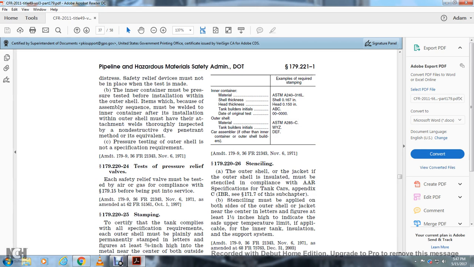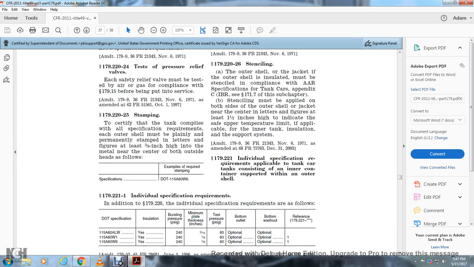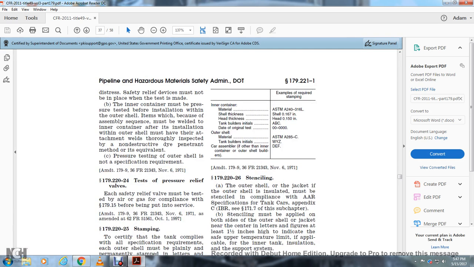179.220-24, testing pressure relief valves. Each safety relief valve must be tested by air or gas in compliance with 179.15 before being put into service. 179.220-25, stamping. To certify that the tank complies with all the specification requirements, each outer shell must be plainly and permanently stamped, with letters and figures at least 3/8 of an inch high, in the metal near the center of the bolster, on the outside head, as follows: specification requirements, inner container, outer shell, car assembler.